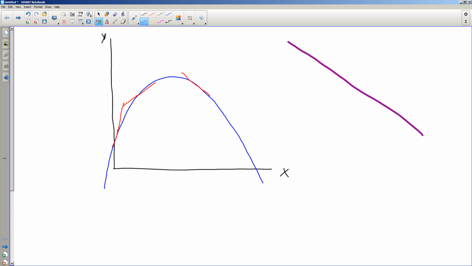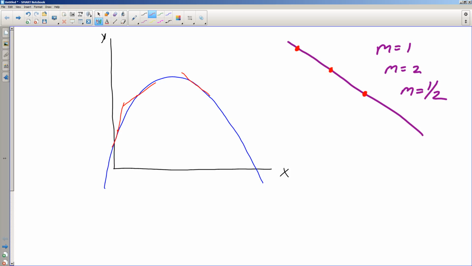We can ask the question, what is the slope of this line? And it has an answer. Maybe the slope is equal to 1, maybe it's equal to 2, maybe it's equal to 1/2, whatever it may be. But the slope of this line is constant. It doesn't change. The slope at this point is the same as the slope at this point. It's the same as the slope at this point.